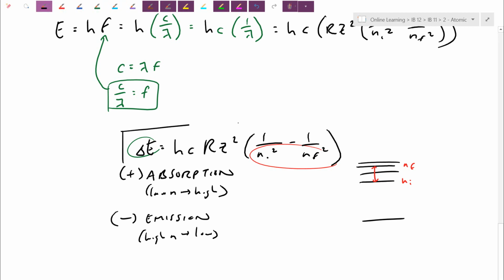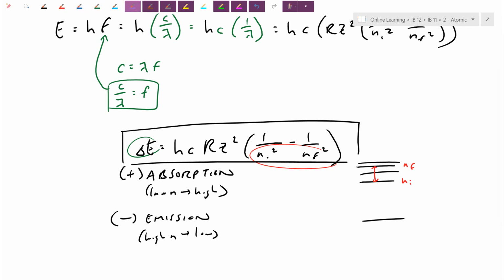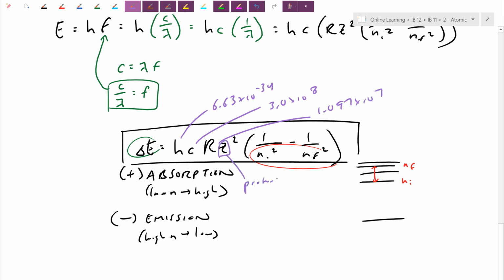How do we sort of utilize this formula? I want to make one other observation here. You're going to find that in this formula, basically all these numbers are positive. If you look here, Planck's constant, 6.63 times 10 to the negative 34. c is the speed of light, 3.0 times 10 to the 8. R is now Rydberg's constant, 1.097 times 10 to the 7. Atomic number here, that's going to be a positive, right? That's the number of protons. The n's are also positive, right? Shell number 2, shell number 4, those are positive.